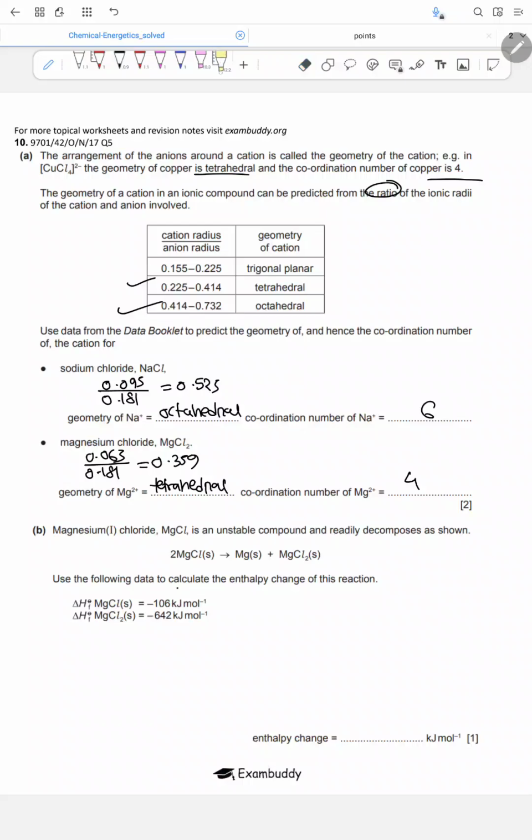Now the question states, magnesium chloride is an unstable compound and readily decomposes as shown. Magnesium chloride decomposes into magnesium and magnesium chloride solid. Alright, interesting thing. Use the following data to calculate the enthalpy change of this reaction.